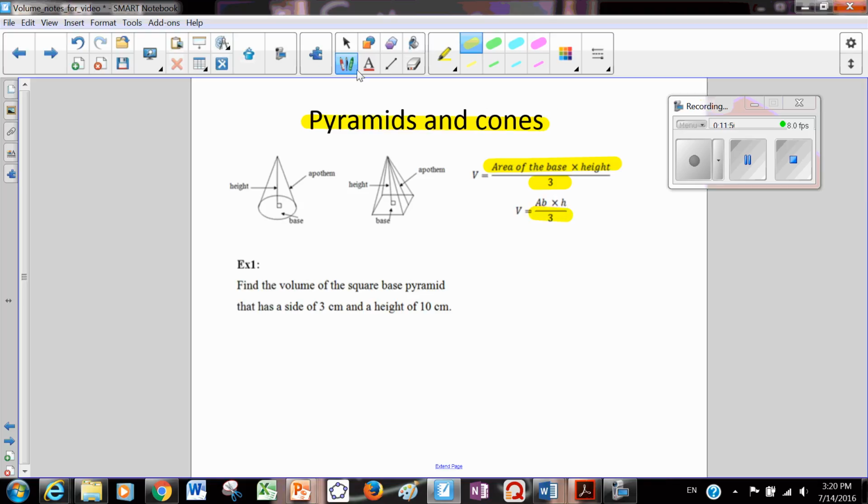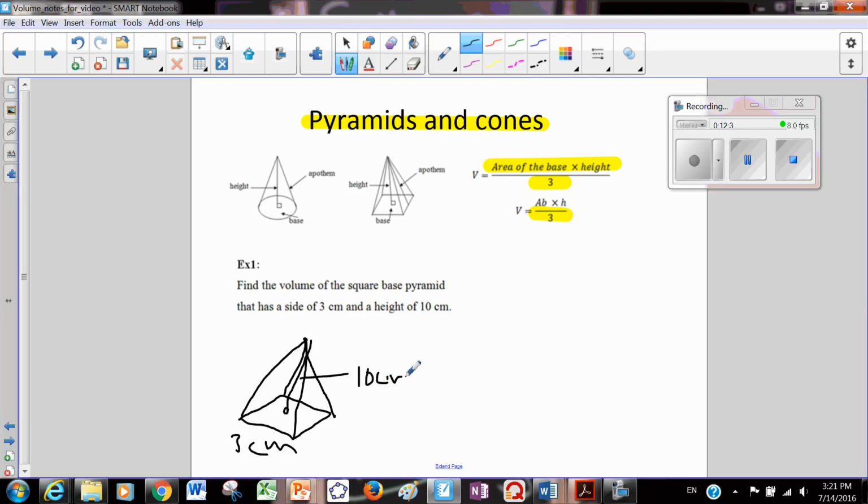That's really important. So when you're going to have to find, for example, here, the volume of a square base pyramid that has a side of 3 and a height of 10, the first thing I suggest you do is draw your shape. Okay, so it's a square base pyramid. You can do it quickly. It doesn't have to be super nice, as long as you have all your information. There's a side of 3 centimeter and a height of 10. The height starts from the middle to the top. The height is 10 centimeter.